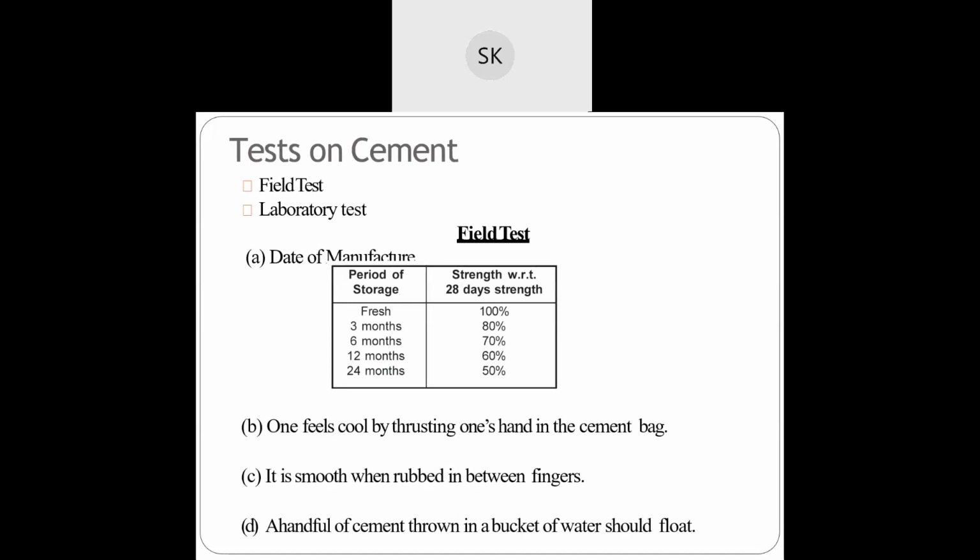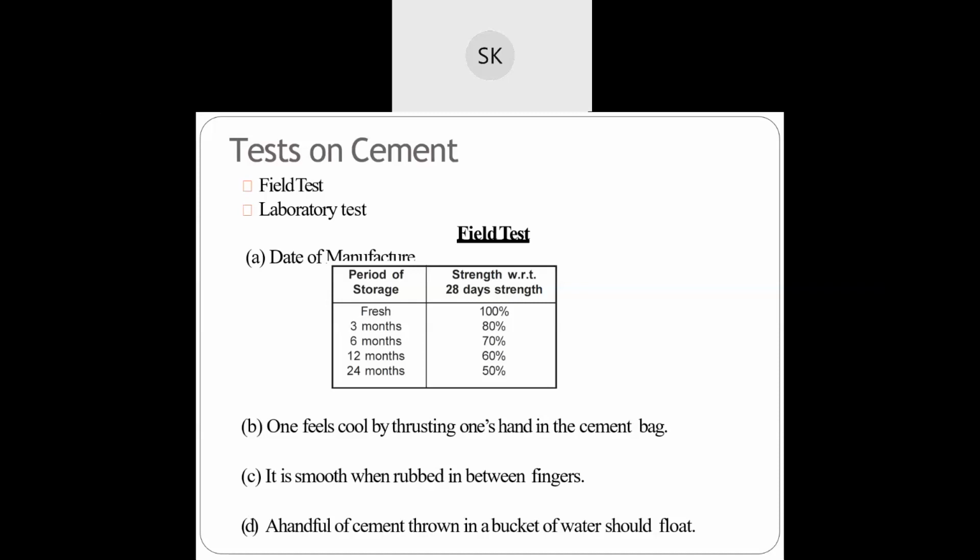Now you can say, period of storage: fresh strength with respect to 28 days was 100%. Then in 3 months, its strength reduced to 80%. In 6 months, it reduced to 70%. In 12 months, it reduced to 60%, and in 24 months, it reduced to 50%. So basically, based on your date of manufacture, the strength of cement decreases as time extends.